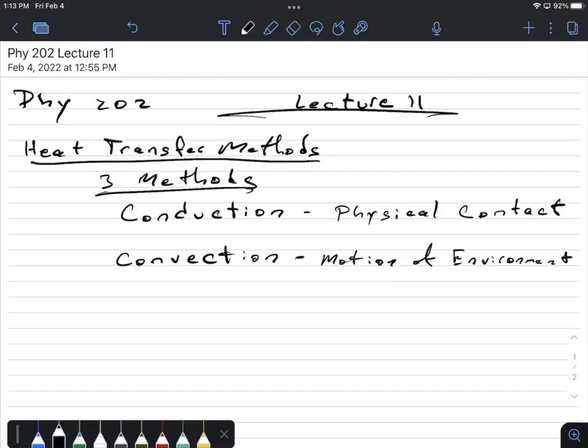The last method is going to be called radiation. And radiation is a method of heat transfer that we're all used to. In fact, again, if we go back to the sun, when you go outside in the daytime, of course, today is not a good day to think about it because it's really cold out there, but on a normal day, you walk outside and you feel the heat from the sun. Now, how is this possible? You're not touching the sun. The sun is 93 million miles away. But yet you feel the heat coming off of the sun.